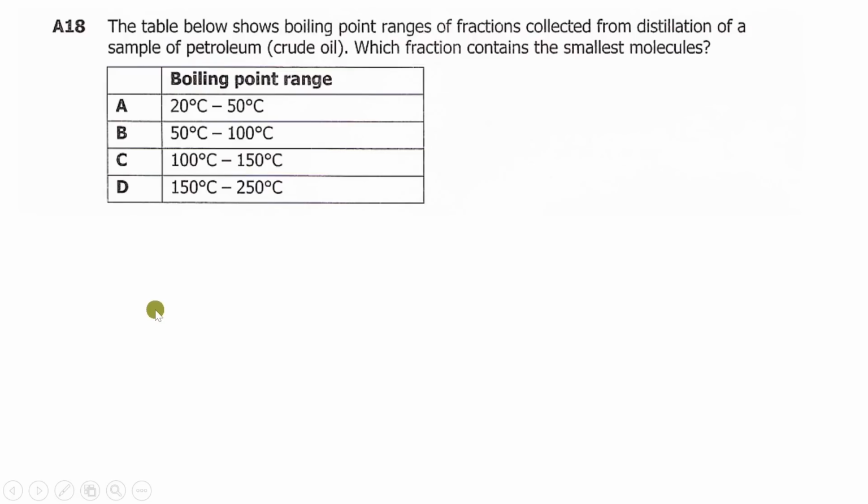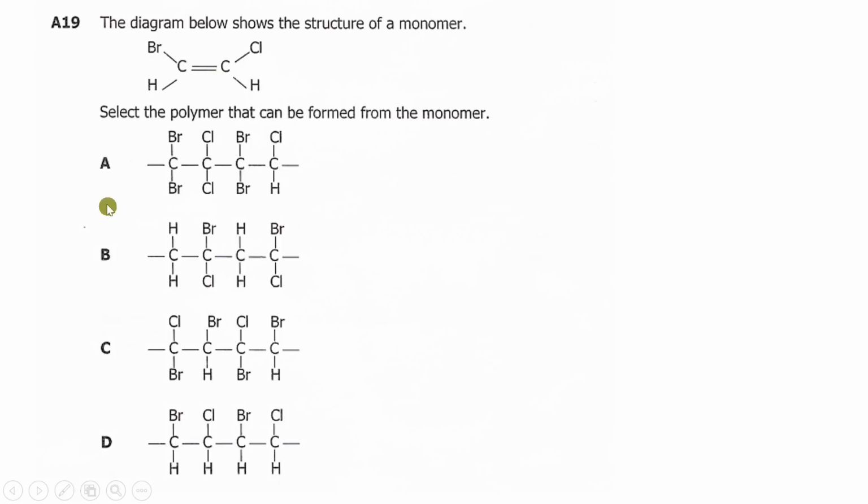Then we go to the next question, 18. The table below shows boiling point ranges of fractions collected from distillation of a sample of petroleum crude oil. Which fraction contains the smallest molecules? The smallest is the one with the lowest boiling point. So this one here, which has a boiling point range of 20 to 50. These ones are large.